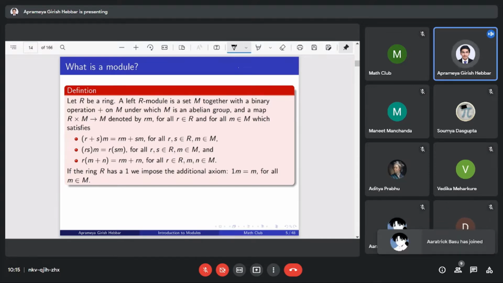Generally, we'll take these rings to be commutative rings with identity, otherwise we would not want any pathological cases. So commutative rings with identity, and mostly we'll consider modules over the integers and modules over the polynomial ring with coefficients in F, a field.